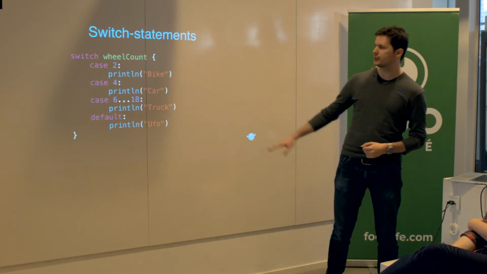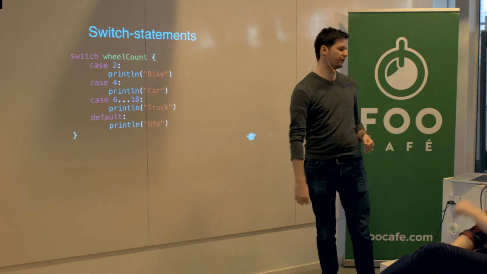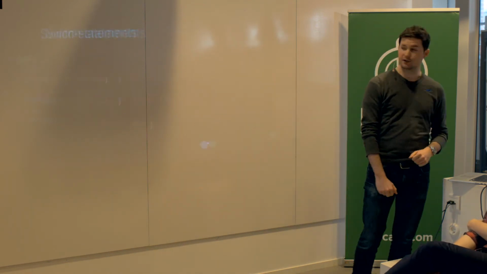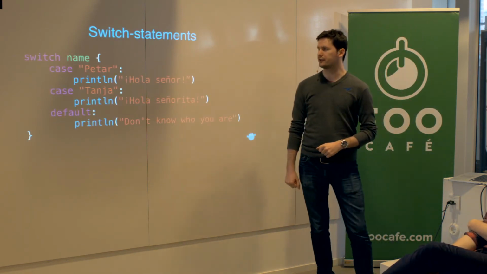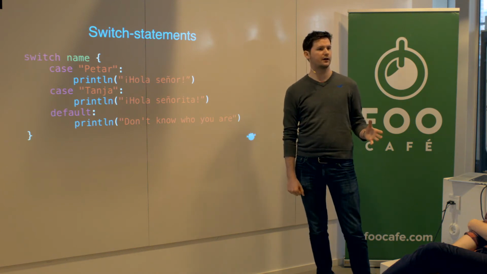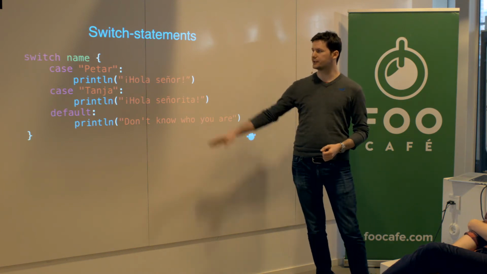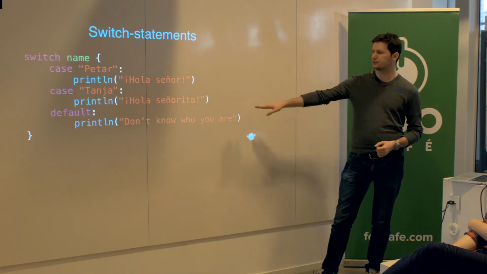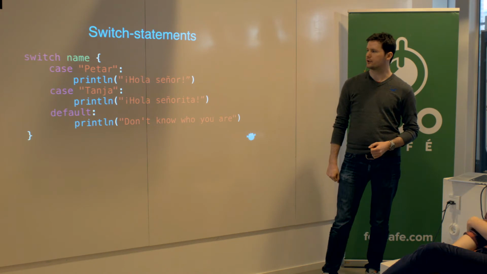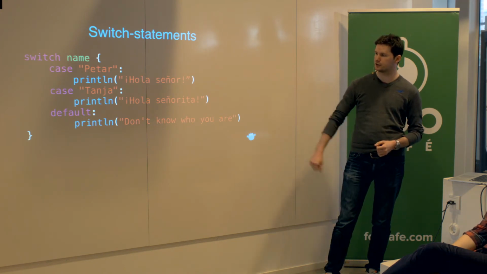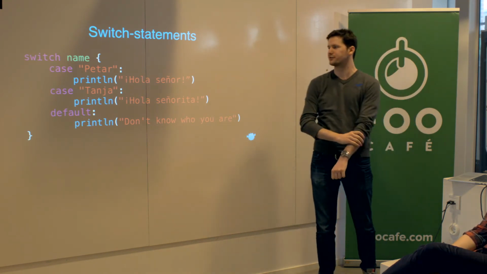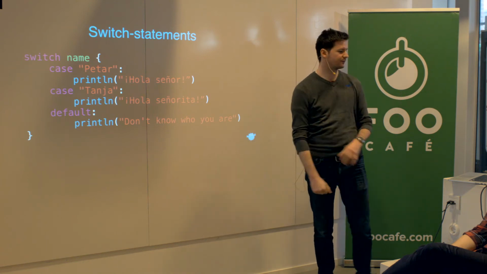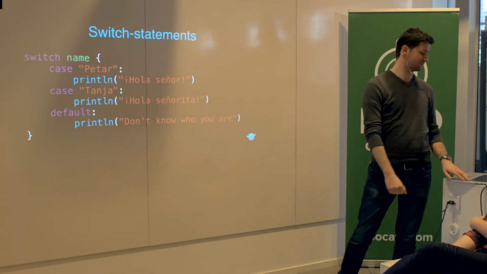But switch statements in Swift are even more powerful than this, because we can actually switch on anything, not just integers and enums. In this case, I'm switching on strings. And again, I have to use the default, because otherwise I would have a very long list of possible strings to switch on. Pretty much endless.